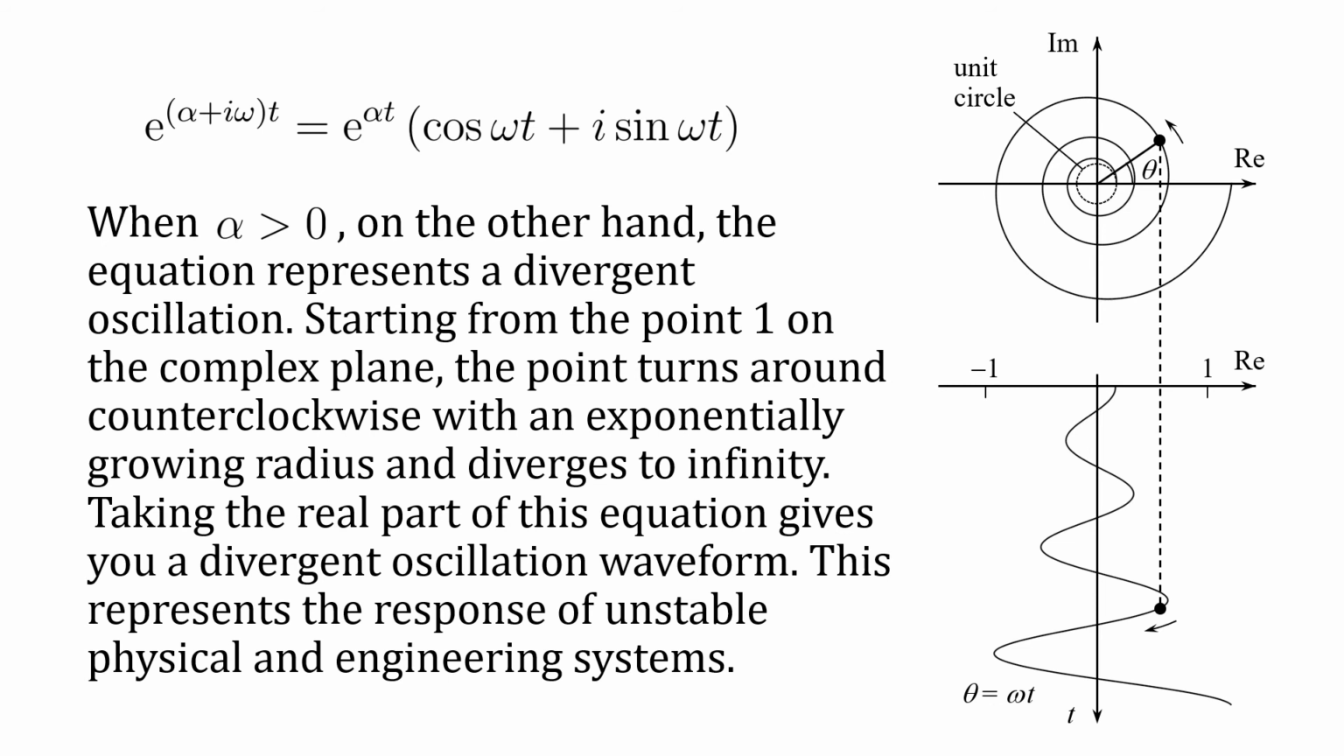When alpha is greater than 0, on the other hand, the equation represents a divergent oscillation. Starting from the point 1 on the complex plane, the point turns around counterclockwise with an exponentially growing radius and diverges to infinity. Taking the real part of this equation gives you a divergent oscillation waveform. This represents the response of unstable physical and engineering systems.